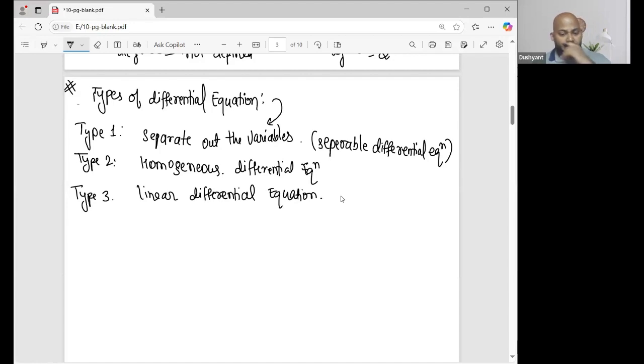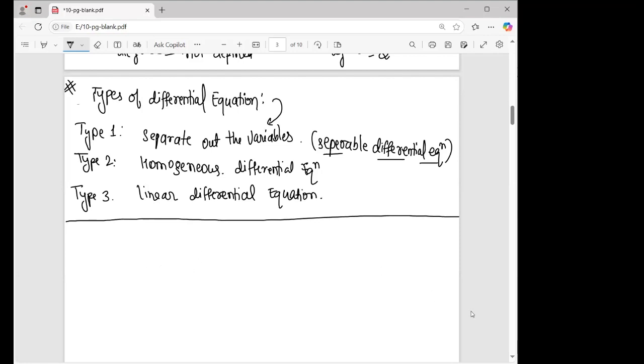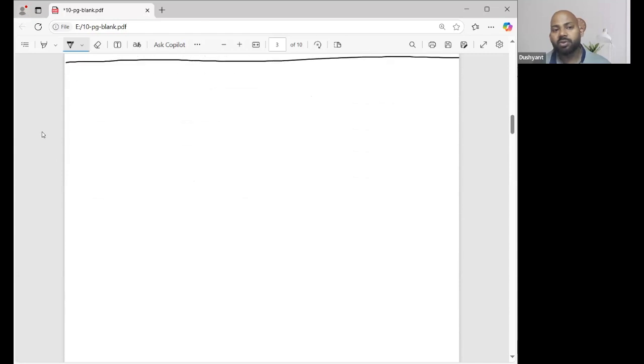Okay. So let's start with the separable differential equation, which is also the separate out variables type. Shall we start? Yeah. So we will have some steps to do. Always keep in mind the question number. Let's suppose the question we have is dealing with type number 1, the separable differential equation.